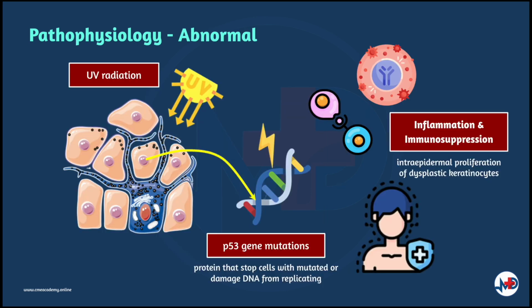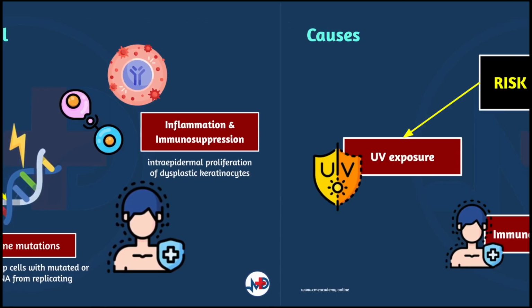Prolonged and excessive UV radiation exposure causes p53 gene mutations. p53 is a protein that stops cells with mutated or damaged DNA from replicating, and when mutation occurs, it becomes non-functional. This results in cells with damaged DNA due to UV radiation being able to replicate without control. Inflammation and immunosuppression also lead to intraepidermal proliferation of dysplastic keratinocytes, resulting in actinic keratosis.